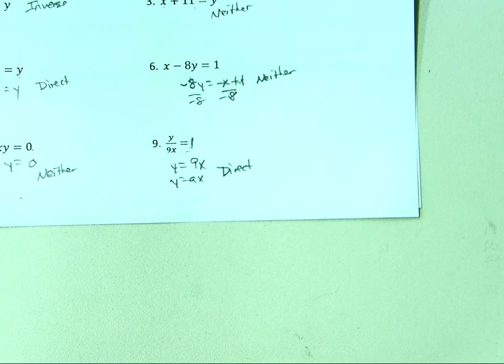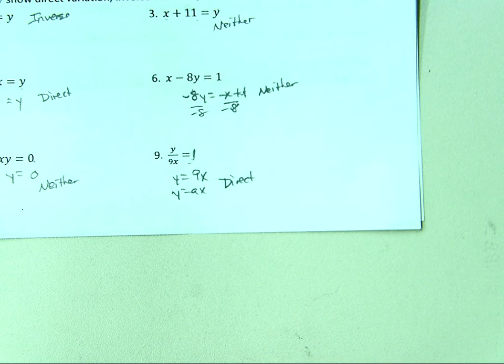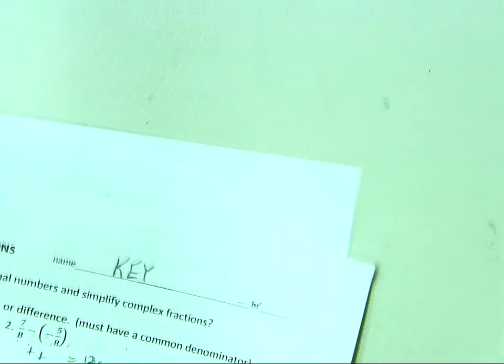So you want to solve for y, and then see if it looks like a constant over x, then it would be inverse. See if it looks like a constant times x, then it would be direct.